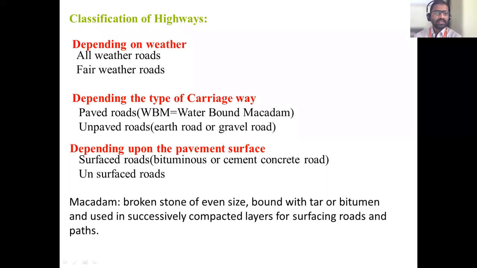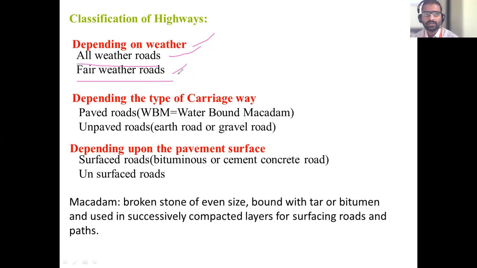Next, the classification of highways, depending on the weather. Weather means climate: all weather roads and fair weather roads. All weather roads are used in all conditions, whether it is the rainy season, winter season or summer season. Fair weather roads are used only in some conditions, such as emergency cases or good weather conditions.